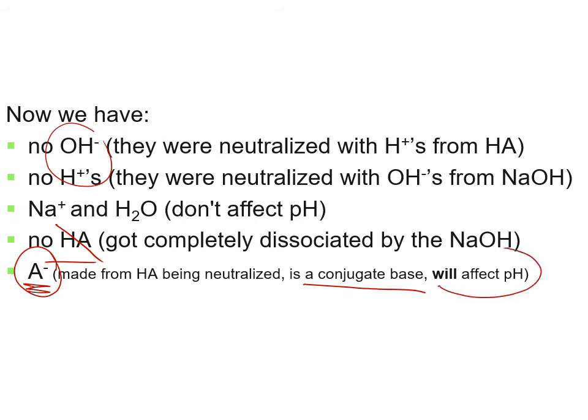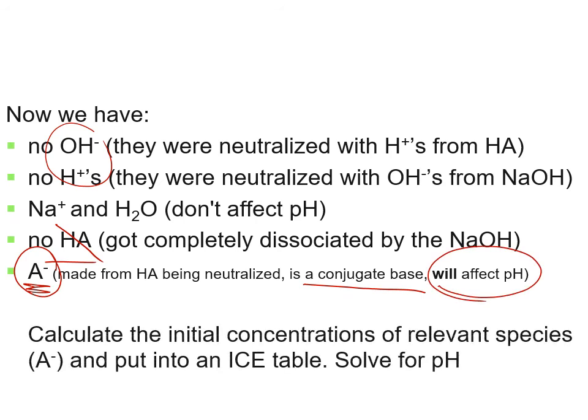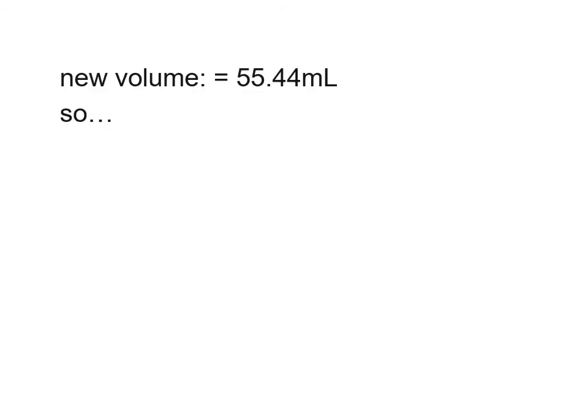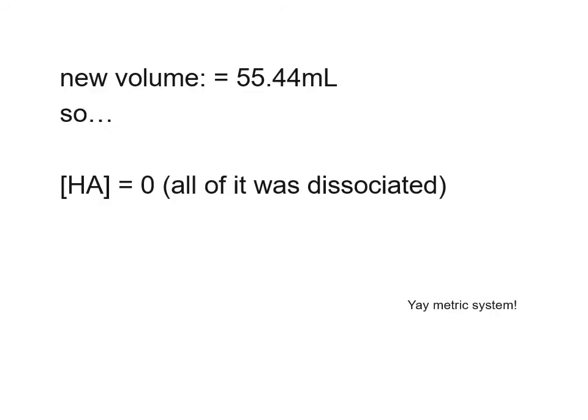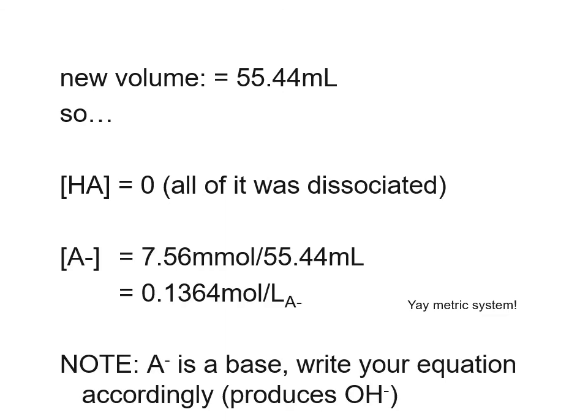And the conjugate base will affect the pH. So we're going to find the initial concentration of the relevant species. In this case, it is only the anion. We're going to put that into an ice table, and we're going to solve for pH. Now remember, this is a conjugate base. So the new volume, 55.44. So when we go to find the concentration, we don't need to worry about the weak acid because it's gone. But the concentration of the anion is the amount that we have divided by the new volume.